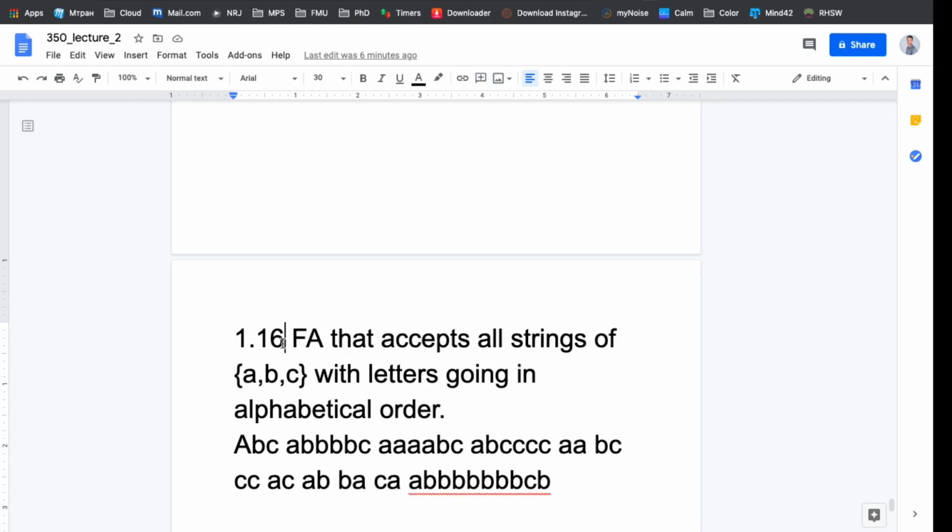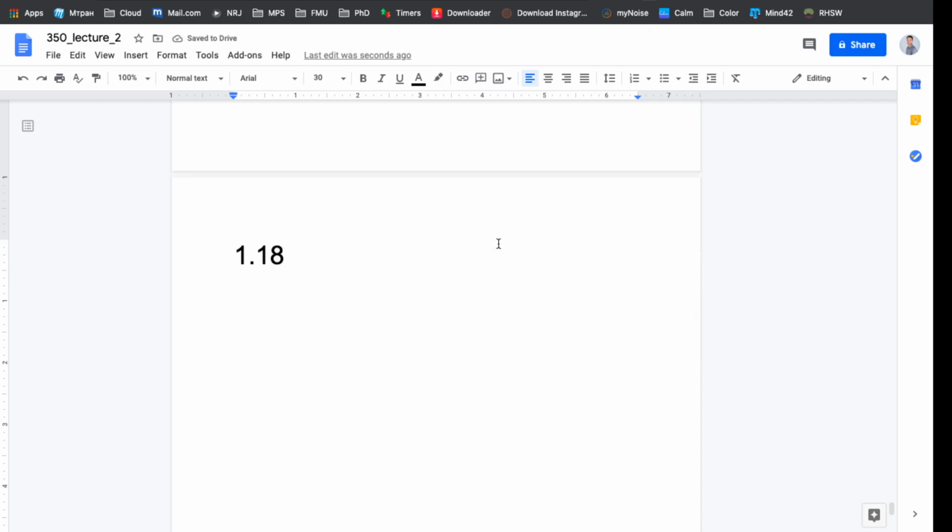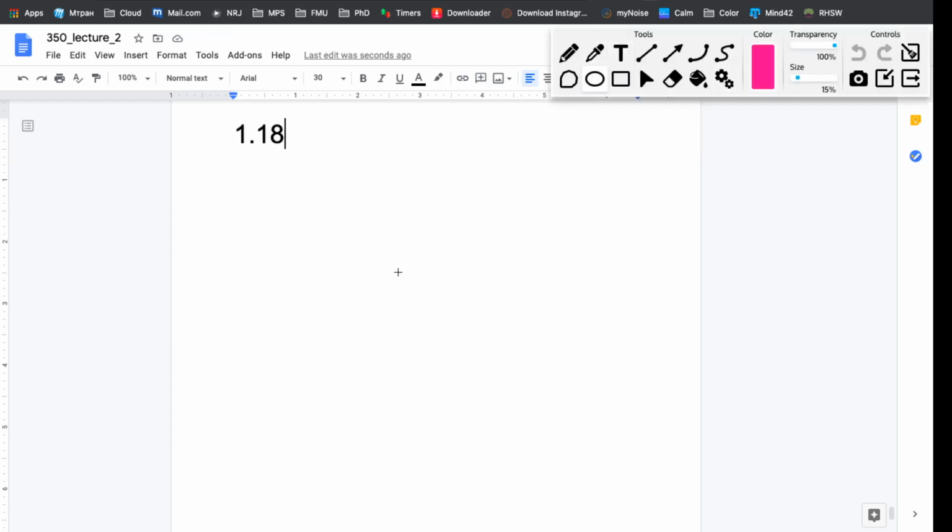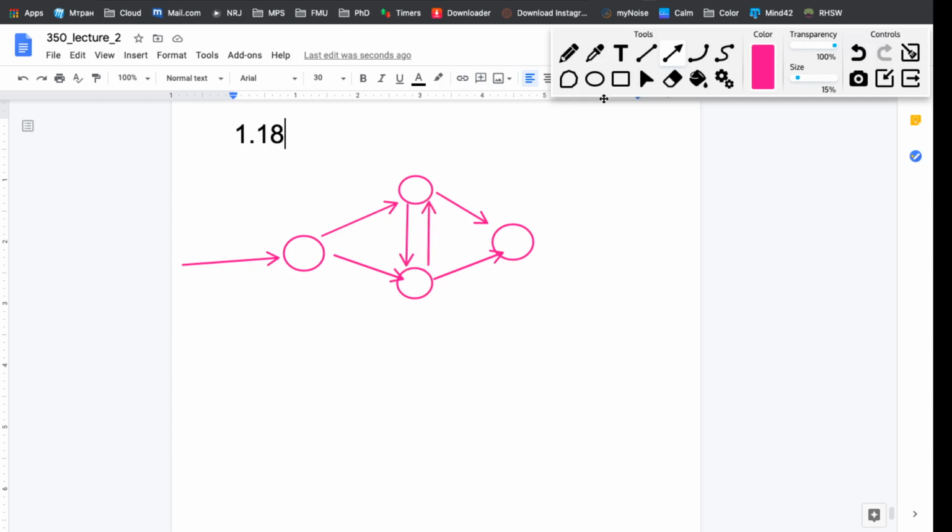Yeah, 118. Okay, so in 118 we basically need to explain what this FA accepts. It's kind of the opposite. We're given an FA and we need to explain what it does. That FA has 4 states. This one is the start state. It accepts binary strings, and the last one is accepting. This guy is accepting. The alphabet is 0, 1.